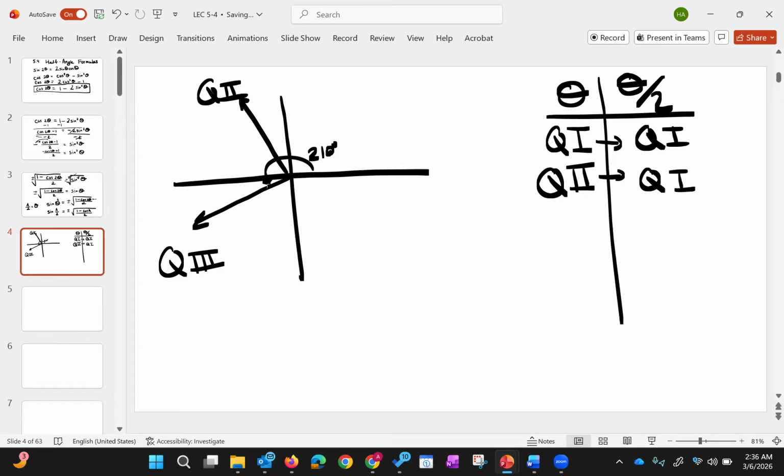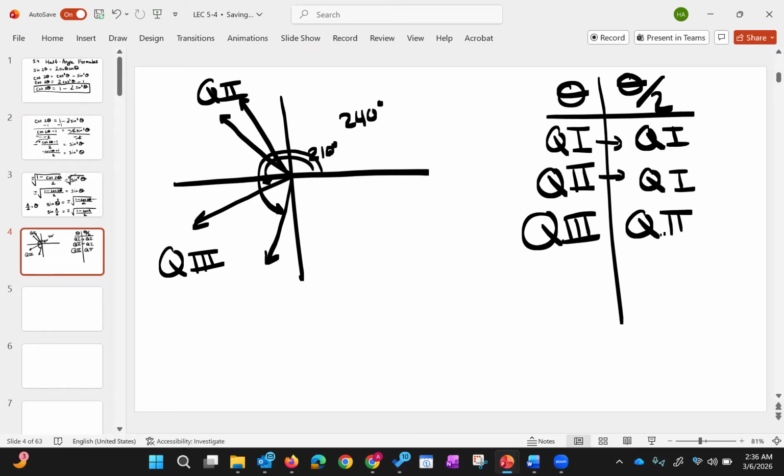Okay, let's get some bigger angles. That was 210, but let's go to like 240. That's an angle that we know of. That is still a quadrant 3, but half of that angle, well, that'd be 120. That'd be like right over here. Okay. So any angle that starts off in quadrant 3, if we take half that angle, would wind up in quadrant 2. Tell me if you guys agree with that.